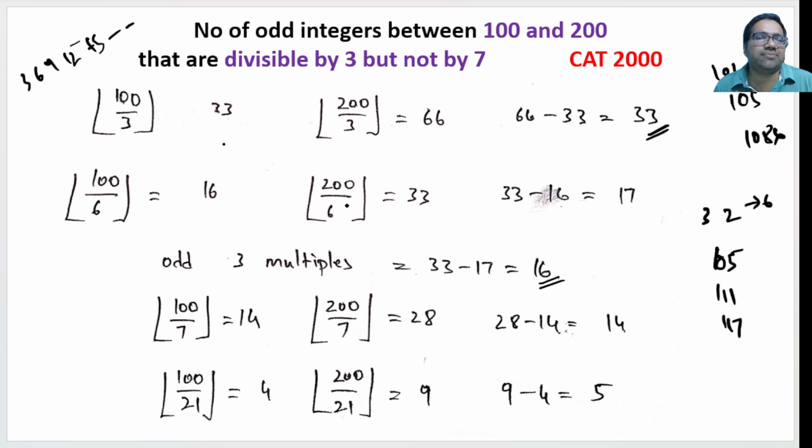Now, first let's see what is divisible by 7. We want, in this 33, those which are not divisible by 7. First, let's see between 100 and 200 how many multiples of 7 are there. Again, 100 by 7, first is 105, then 112, 119, 126... Next, 128 is not a multiple. So, the total is 14 multiples of 7 between 100 and 200. Right, 14 multiples of 7 between 100 and 200.